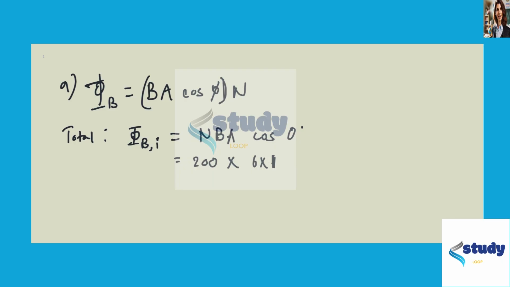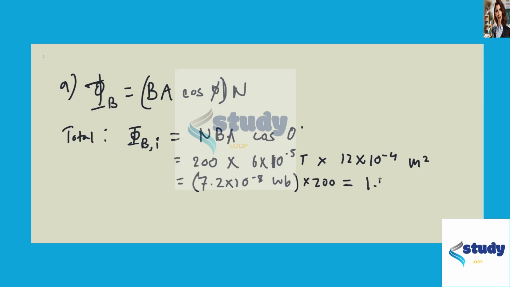10 to the negative 5 Tesla, and times area is 12 times 10 to the negative 2 squared. So this will be 12 times 10 to the negative 4 meters squared, because that's an SI unit right there. So the total flux before is 7.2 times 10 to the negative 8 Webers times this 200. So the answer is 1.44 times 10 to the negative 5 Webers.